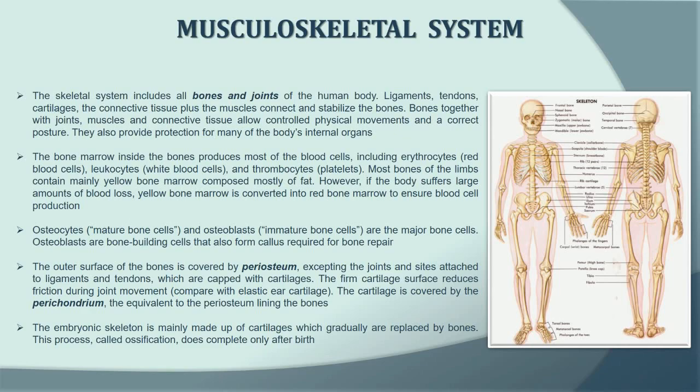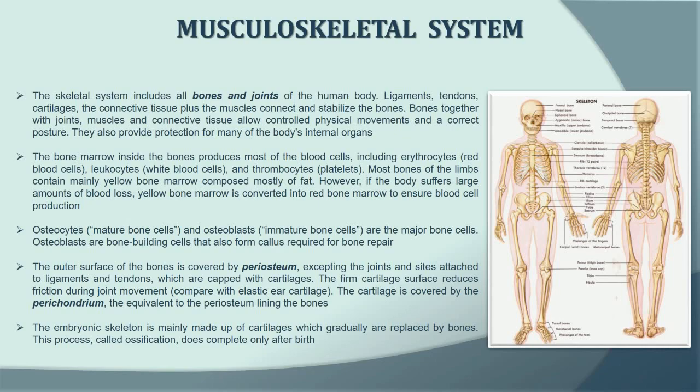The bone marrow inside the bones produces most of the blood cells, including the erythrocytes, which are the red blood cells, and the leukocytes, which are the white blood cells, and the thrombocytes, which are the platelets. Most bones of the limbs contain mainly yellow bone marrow composed mostly of fat. However, if the body suffers large amounts of blood loss, yellow bone marrow is converted into red bone marrow to ensure blood cell production. So-called osteocytes, which are mature bone cells, and osteoblasts, which are immature bone cells, are the major bone cells. Osteoblasts are bone-building cells that also form the calluses required for bone repair.